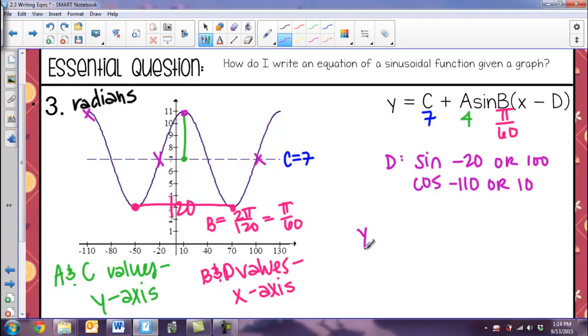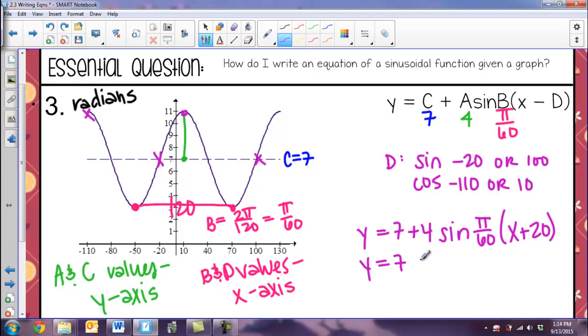So when you write out your equation, y equals c, well, I have a number for that now. Y equals 7 plus 4 times the sine of pi over 60, x minus, pick one of your D values, I'll do 20, and remember, switch the sign in there. If you wanted to write it as cosine, y equals 7 plus 4 cosine of pi over 60, and then x, and pick one of the ones you want. I'll just pick 10 because I have to write less, and either of those answers are correct.